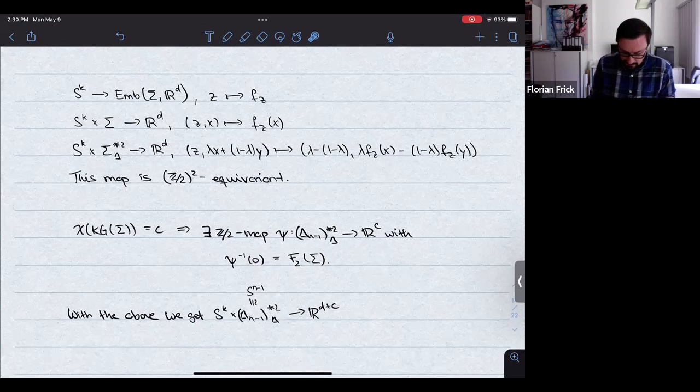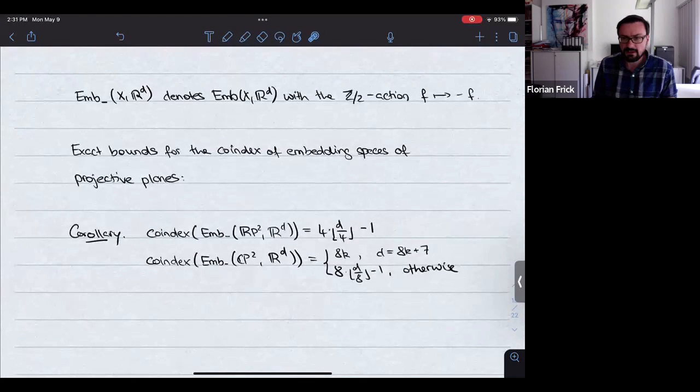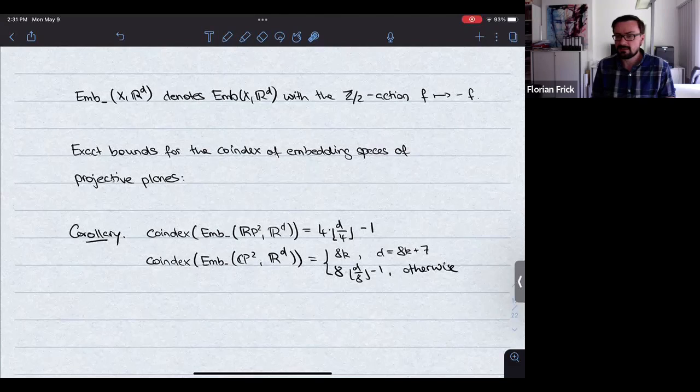And then you just put it all together, and now you have a map from S^k times S^(n-1), 2 spheres. And this is a Z mod 2 equivariant map into Euclidean space, and you want it to have a 0. And now you just need to decide whether such a map exists or not. Okay, I think that's all I'm going to say about the proof, unless people have major complaints or minor complaints.